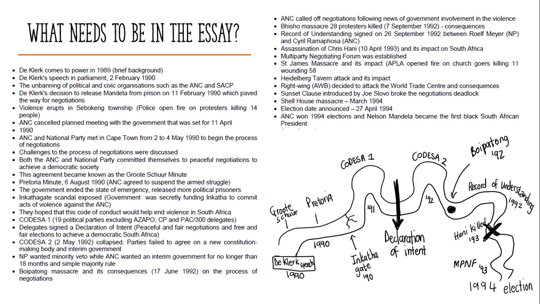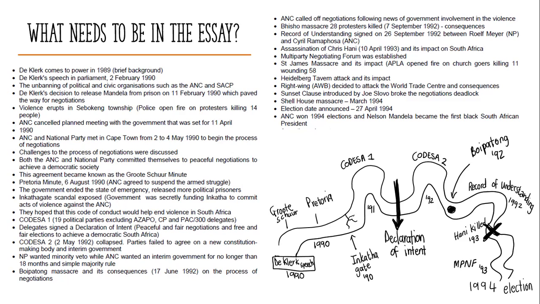The National Party wanted what we call a minority veto. So whatever rules the ANC comes up with, they wanted the right to say, no, we don't want to follow that rule. Whereas the ANC wanted an interim government for no longer than 18 months and simple majority rule. They didn't want anyone being able to veto any decisions that they come up with. So it had to be majority: if 60% vote for this, then this is going through, whether the 40% like it or not.